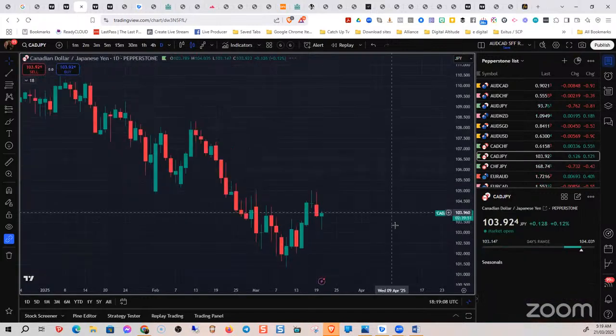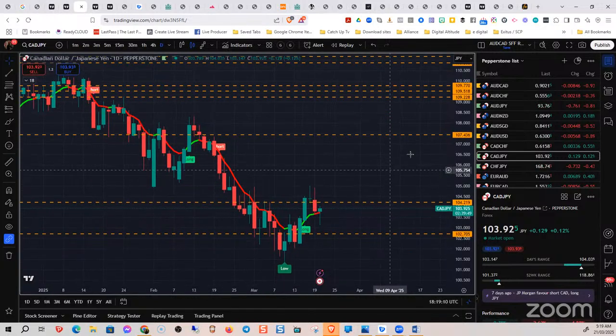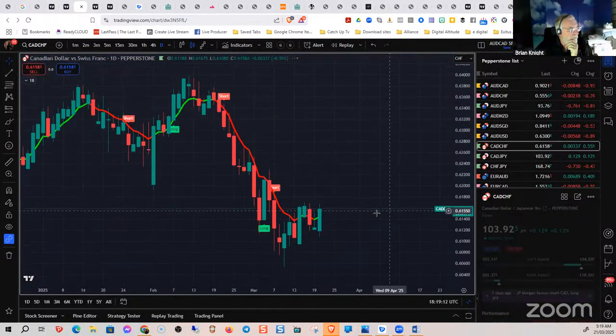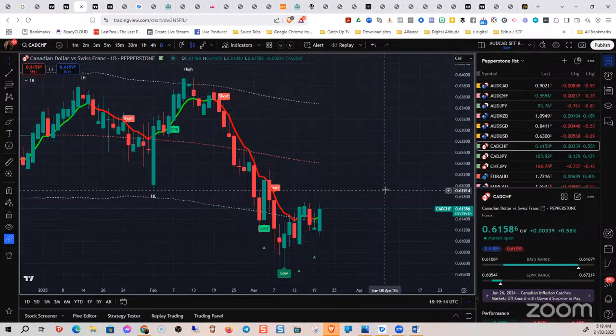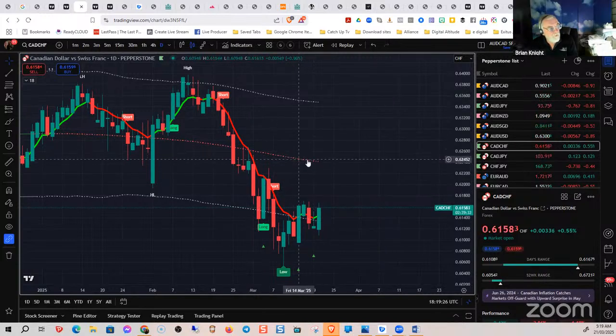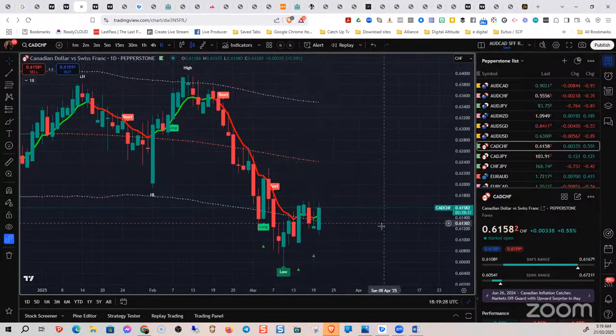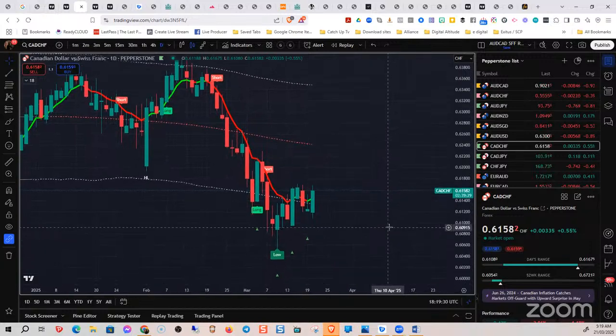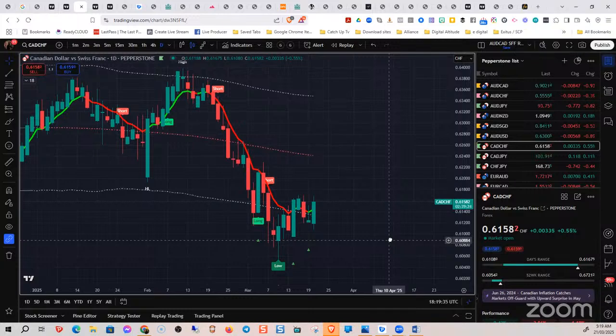This one on CAD-CHF is going to be short lived. It's only going to go back to about the middle of your rail, and then it's going to push down again, is what I'm looking for. You mean the middle rail here? Yes, that's right. We're on a massive downtrend.